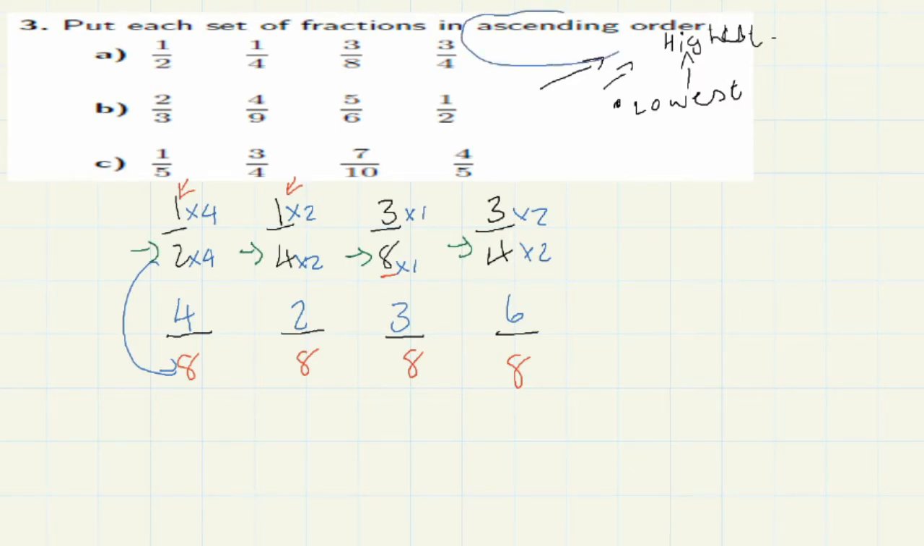So now I can order them in ascending order. Remember, from smallest to biggest. Again, think of that plane ascending into the sky. What's the smallest number? We've got 2 over 8, then 3 over 8, then 4 over 8, and then 6 over 8. So we're starting from smallest to biggest.